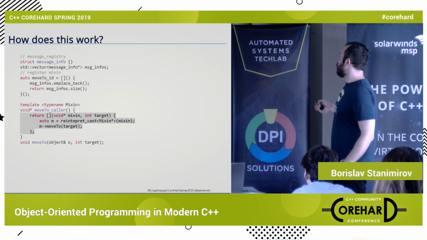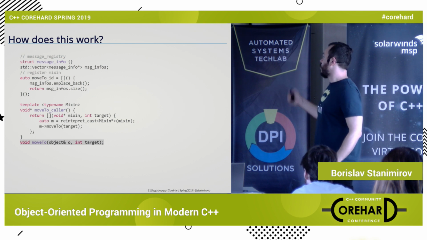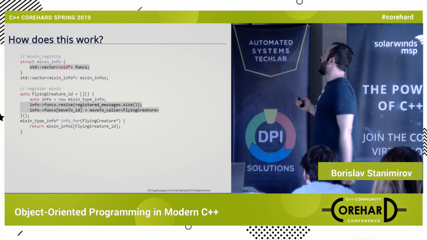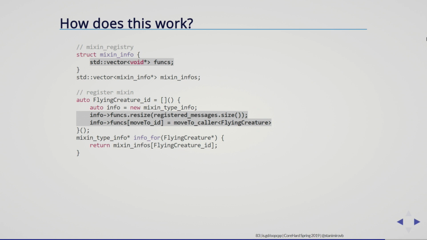We can have a void star function which just returns the color according to the mixin it's given. Then we have this function move to which needs to have the implementation, but we won't do it right now because first we have to create the mixin registry, and it's registered basically in the same way, but in the macro expansion, for example, of the move to mixin, we can resize its member functions to the whole list of possible interfaces, and then to the appropriate ID, we set the appropriate color. So now when we call move to, it will know where to find the implementation.